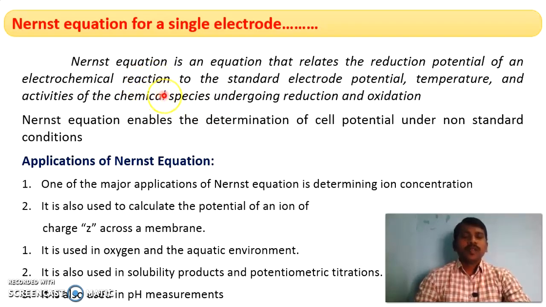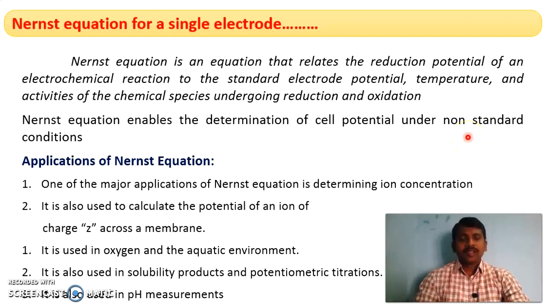So the Nernst equation relates the reduction potential to the standard electrode potential, temperature, and activities of the chemical species which are involved in the electrochemical reaction. And the Nernst equation is used for the determination of cell potential under non-standard conditions.